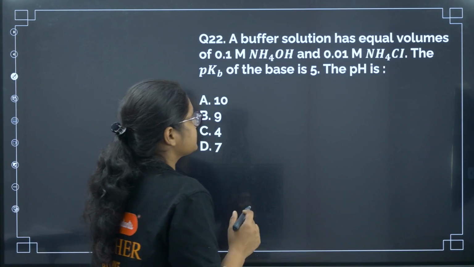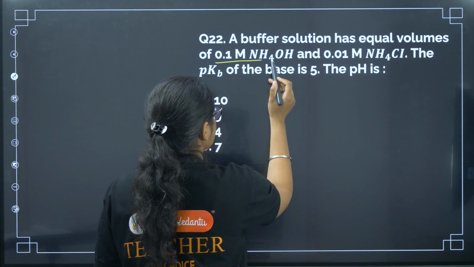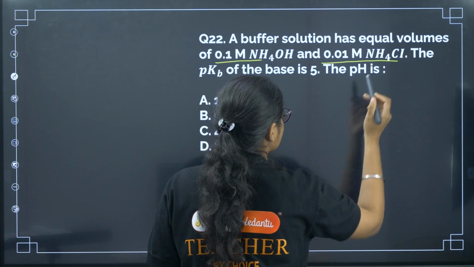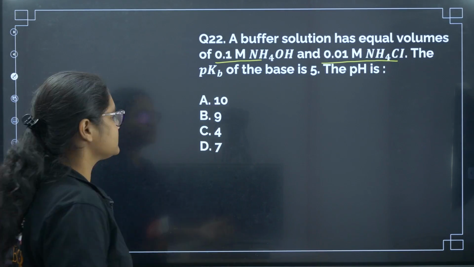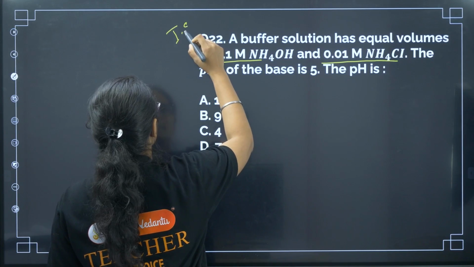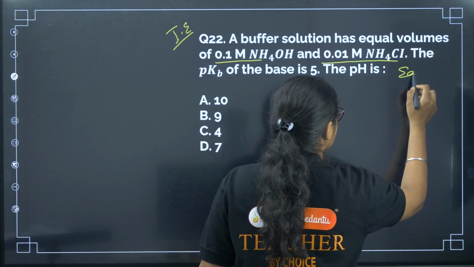Next, a buffer solution has equal volumes of 0.1 M NH4OH and 0.01 M NH4Cl. The pKb of the base is 5, the pH is. So this is a question from ionic equilibrium again, and this is a very direct, easy formula-based question.